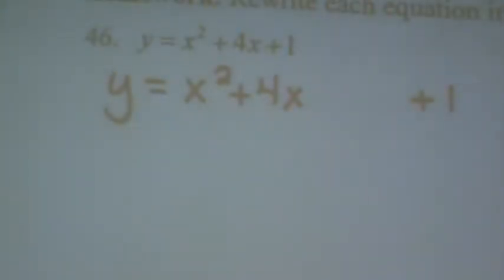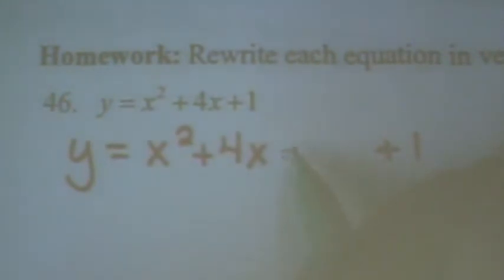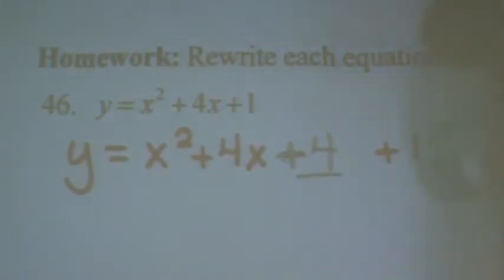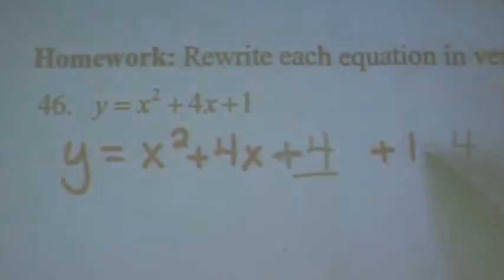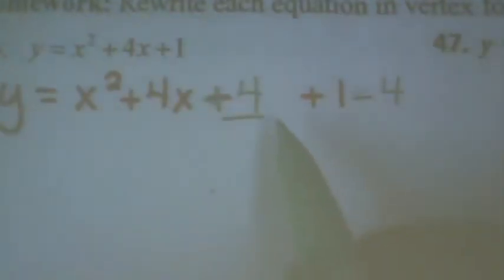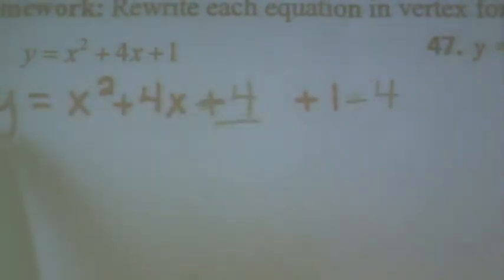Now, I'm going to add 4 here, and subtract 4. So whatever you add, you subtract. Now why? Somebody answer why I added 4 but took it away. So it would be balanced. So it looks like I did nothing, because I don't want to do anything to this side.